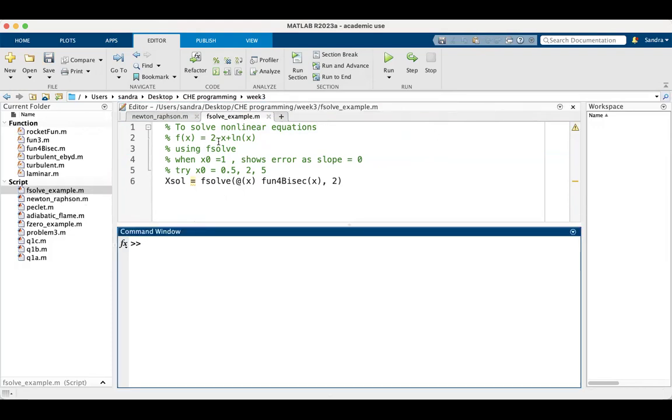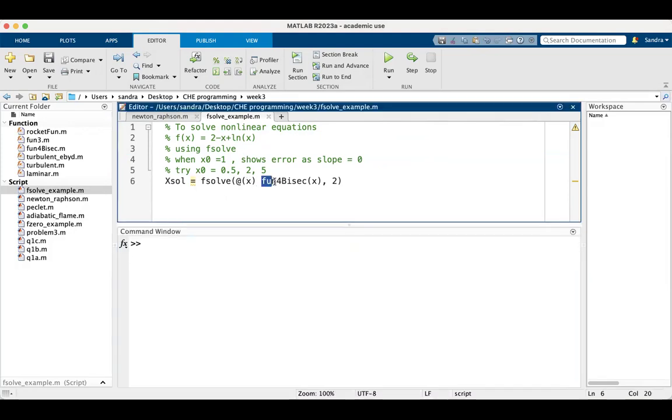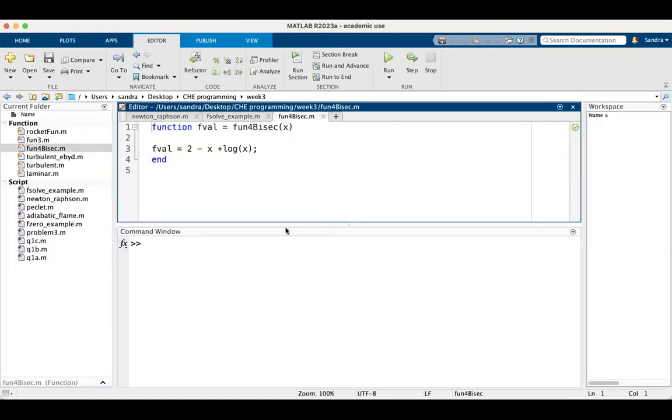Okay, what we're trying to solve is this. The variable that we have is x, and the function has been saved here, fun for bisect, and x is an input, and the initial guess that I gave is 2. Now let me see what this fun for bisect is.